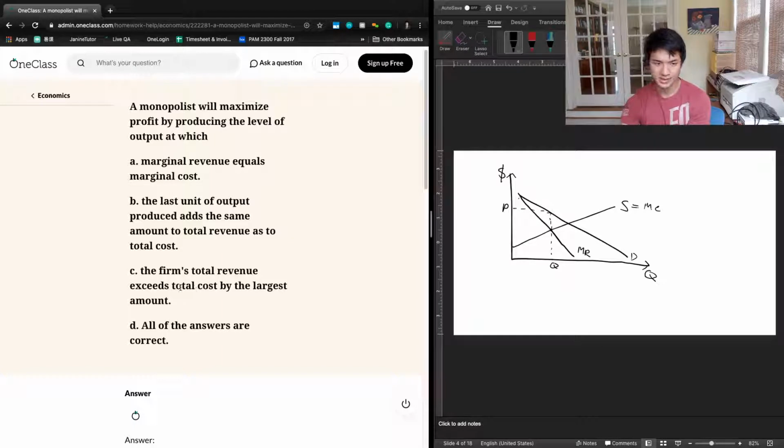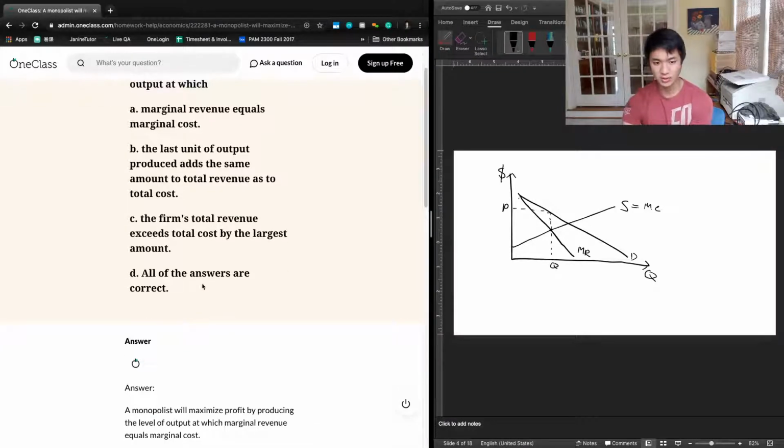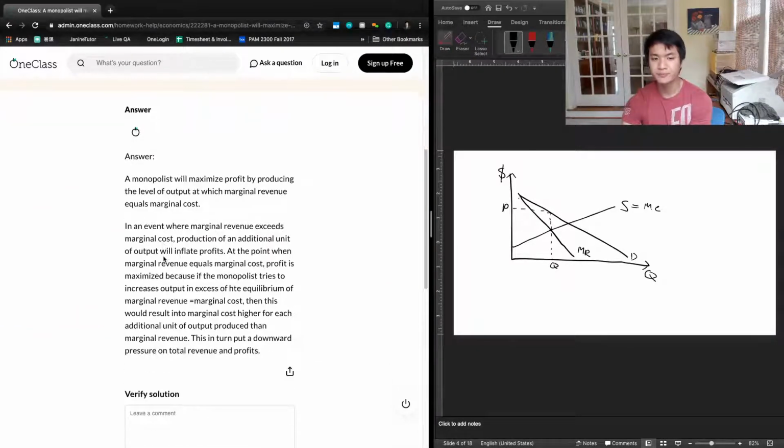And finally, answer choice C says the firm's total revenue exceeds total cost by the largest amount. And when we say that we are maximizing profit, we know that profit is given by total revenue minus total cost. So when we maximize profit, the profit maximizing point must be the point in which total revenue exceeds total cost by the largest amount. So all three of these answer choices are correct. And that's why answer choice D is going to be the right answer here.